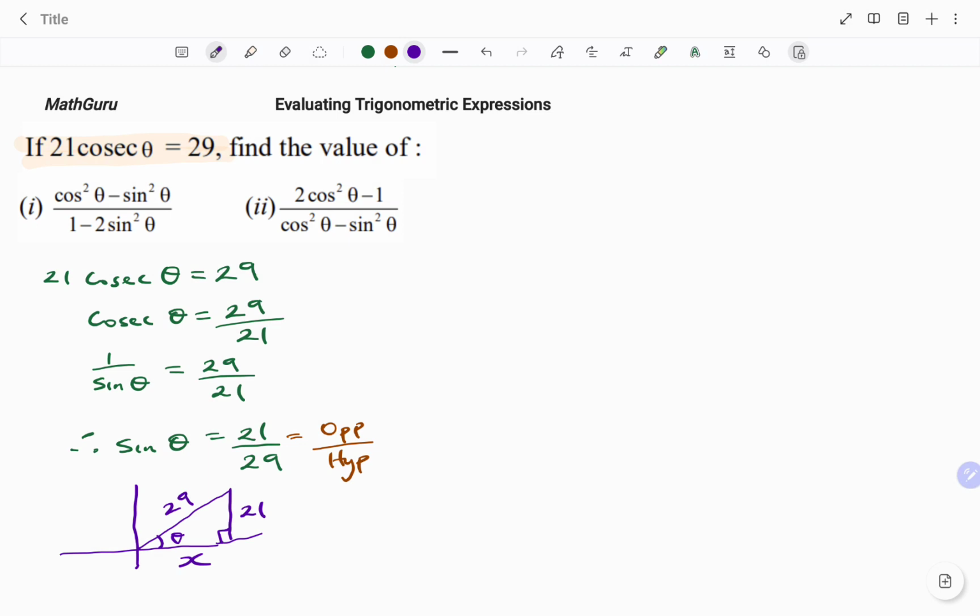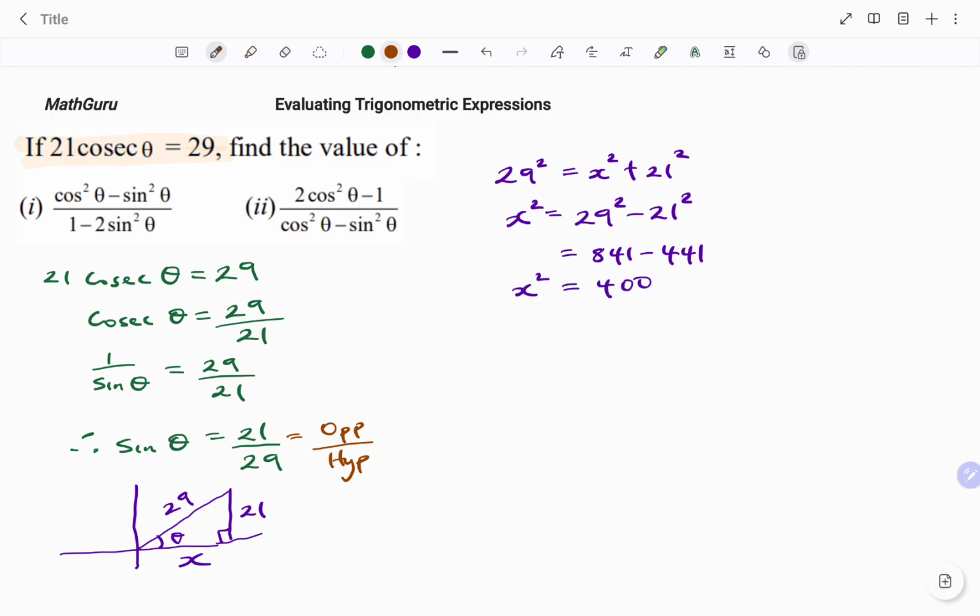That's x. So using my Pythagoras theorem, I'm going to start with my hypotenuse, so that's 29. The square of the hypotenuse is the sum of the squares of the other two sides, 21 squared plus x squared. So therefore, x squared equals 29 squared minus 21 squared, and that's going to give me 841 minus 441. That's 400.